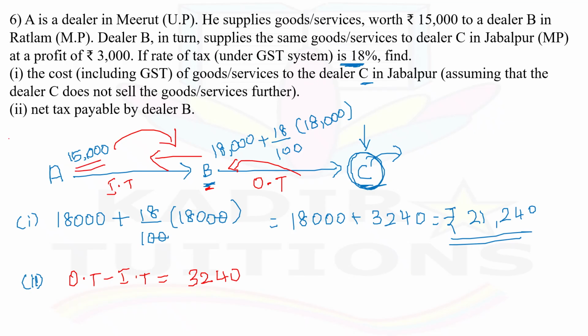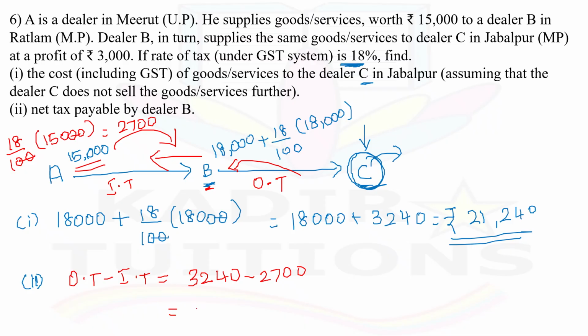18% of 15,000. So 18 by 100 into 15,000. So what will it give? The zeros are getting cancelled. So if I multiply 18 into 150, we will be getting 2,700. So yes, now my input tax is 2,700. So if we subtract this, it's nothing but the net payable paid by the dealer B.